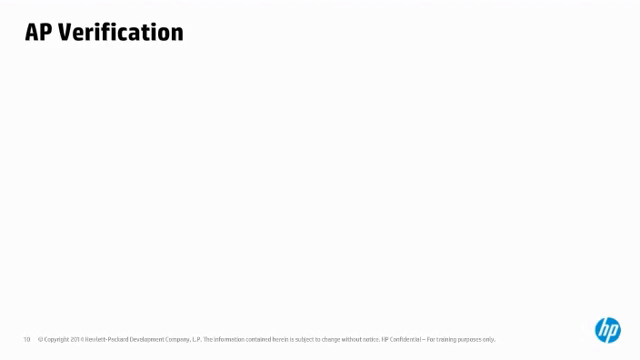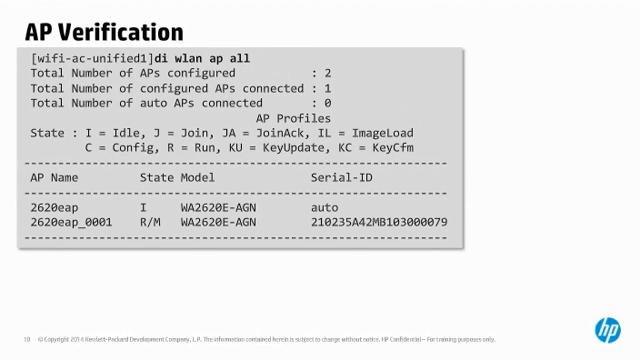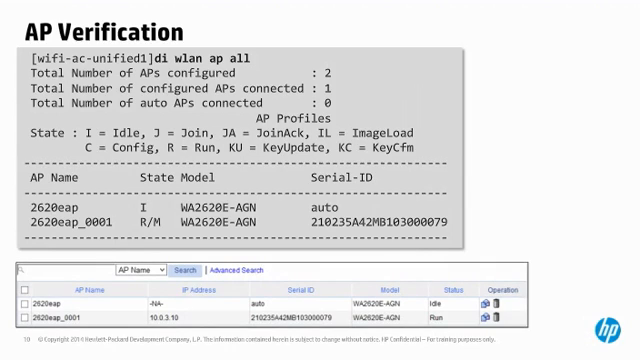The figure shows how to determine which APs have joined the AC. You can use the CLI command display WLAN AP all, or navigate the GUI to AP Setup. Note that you see the Auto AP template and the single AP that is joined in this scenario. The APs are automatically named after the AP template with an _000X appended, where X equals the join order.